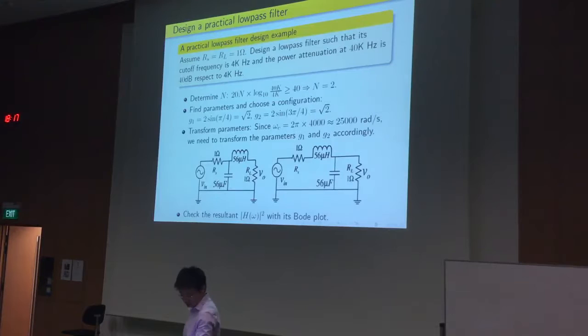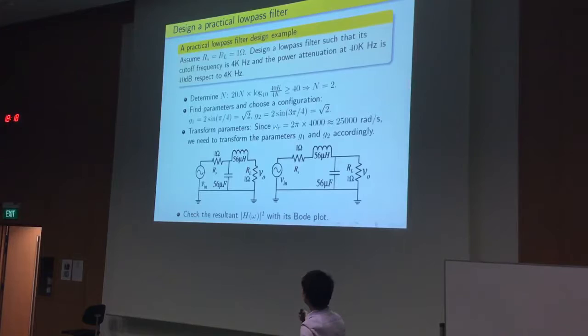So first step, we need to determine the order of this filter. The order of this filter determines the number of L's and C's in this circuit. The filter is a shunt capacitor with several inductors, the so-called pi-type and T-type, right? Because we know that a Butterworth filter rolls off at 20 times N dB per decade. So 20 times N times the number of decades from 4K to 40K must be greater than or equal to 40 dB. Solving this inequality, the minimum integer value for N is 2, which satisfies this inequality.